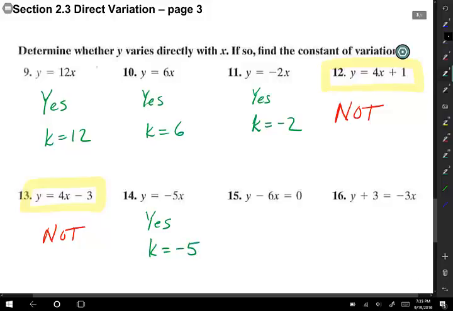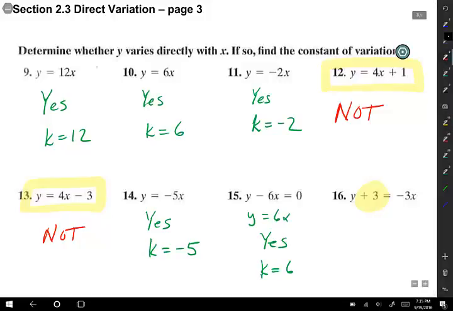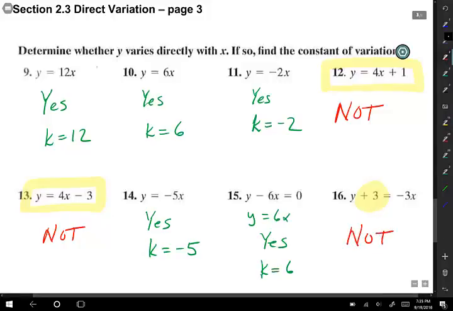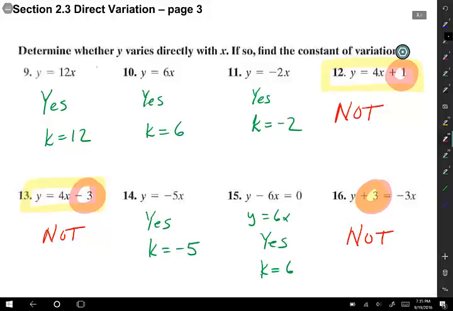15 and 16, a little bit disguised. If we add 6x to both sides, it definitely is direct variation, and k equals 6. Lastly, do you need to solve this for y? Or can you identify the fact there is a +3 there, and that +3 is going to be a definite factor in telling us that yes, it is not direct variation. So, once again, we're going to highlight these issues that cause it. It's that +1, it's that +3, it's that -3, and those are the key ideas that are going to cause things not to be direct variation.